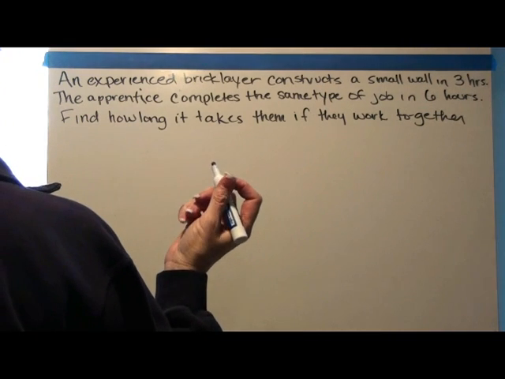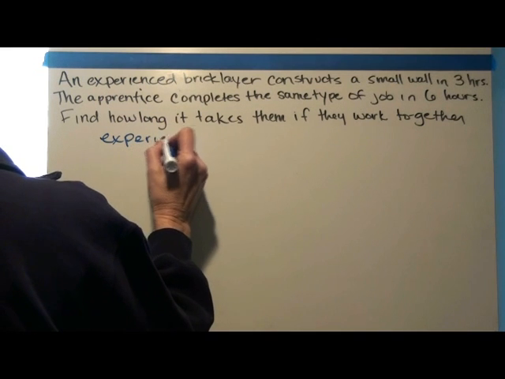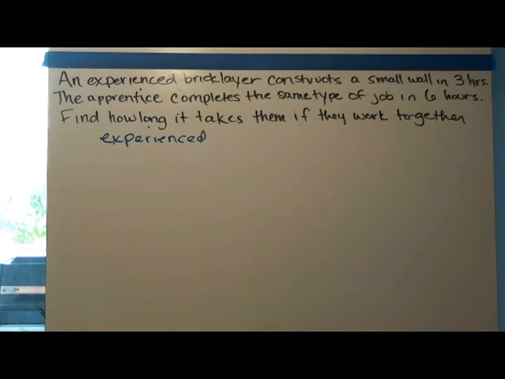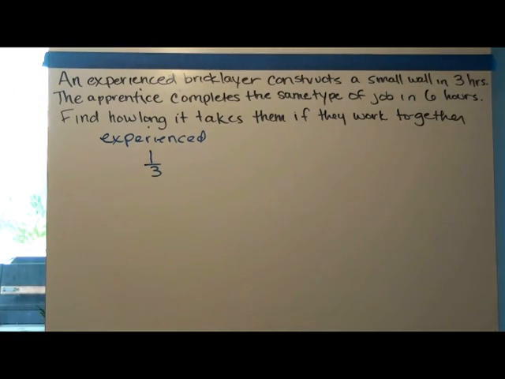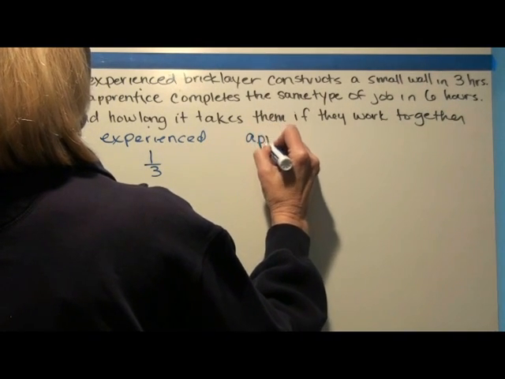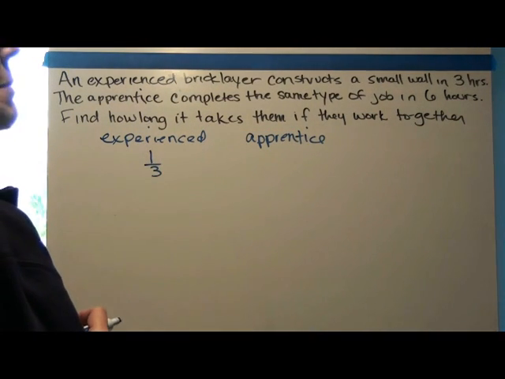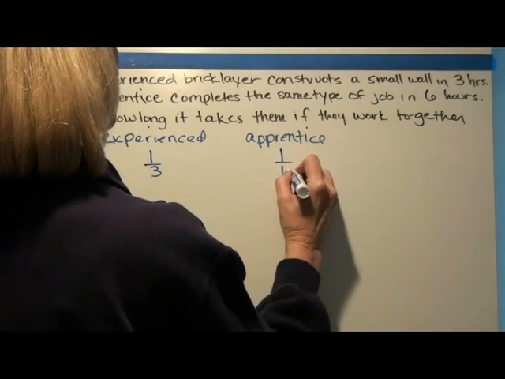For instance, if it takes the experienced bricklayer 3 hours to complete a job, that means that in 1 hour he has finished 1/3 of the job, because it'll take him 3 of those to get a whole wall built. On the other hand, the apprentice takes 6 hours to build the wall. So in an hour, he's only 1/6 of the way done.